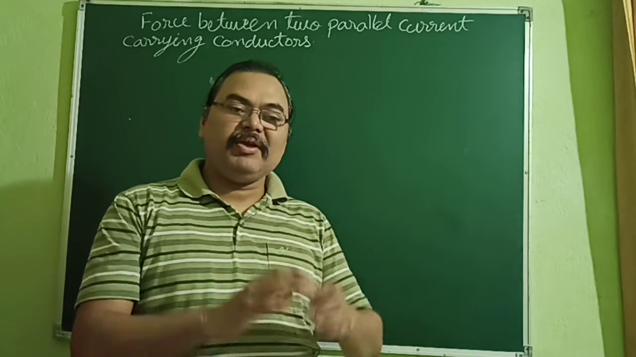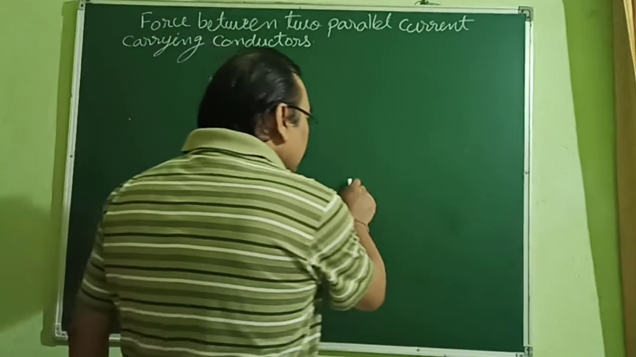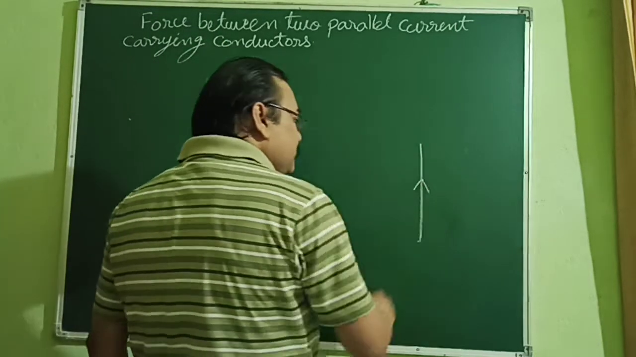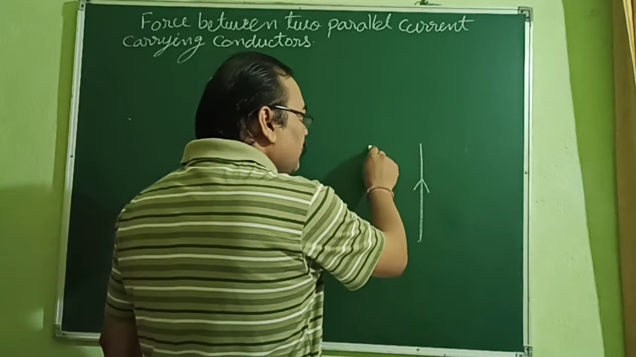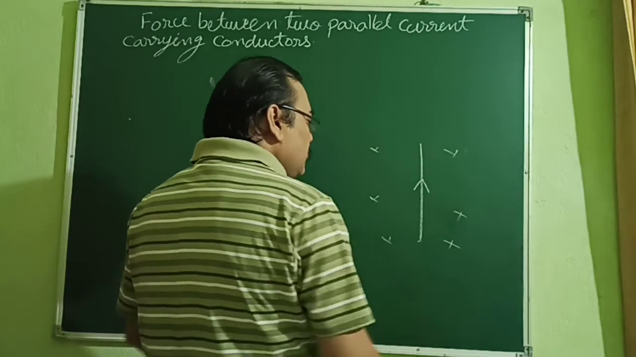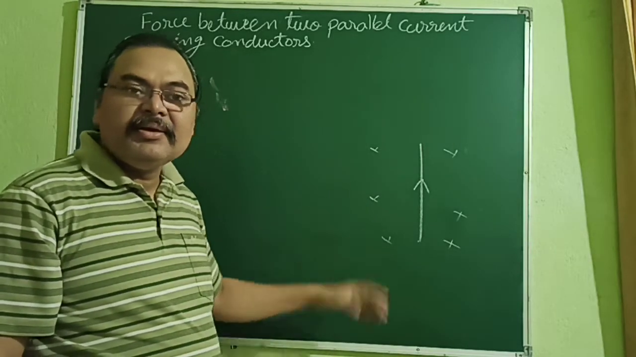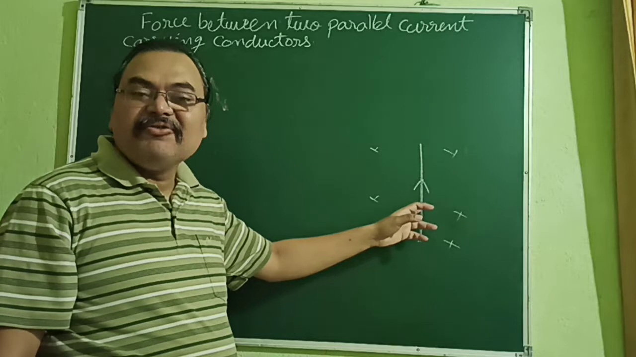Now see, when we are placing a current carrying conductor in a magnetic field, then this is the current carrying conductor. Okay, and magnetic field is here. Suppose magnetic field is like this. That means magnetic field is there due to the presence of some other magnet over here. Okay. And that's why this is experiencing a force.